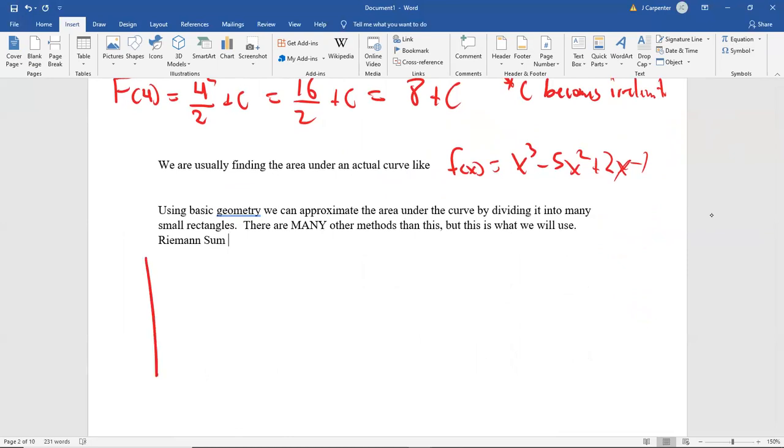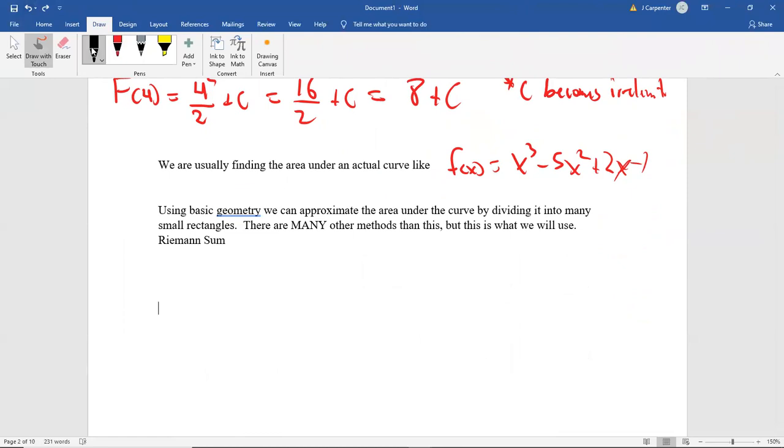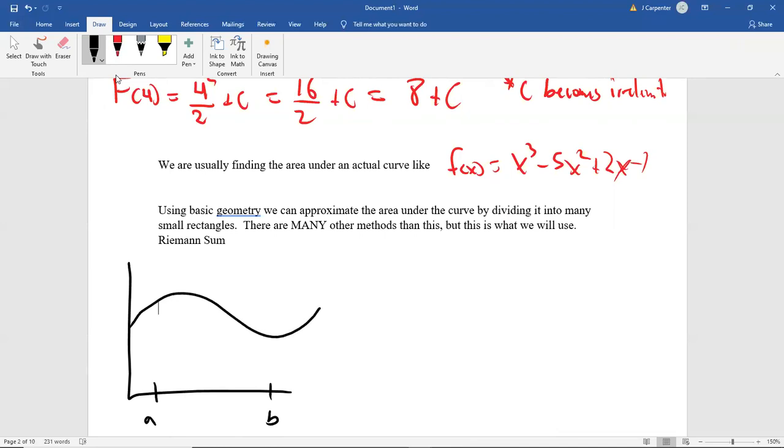So you've got some function, and you're going to go from A to B. So 0 to 5 or 1 to 12, whatever. And this is your curve. So this is our original f of x, and we want to find the area from A to B.